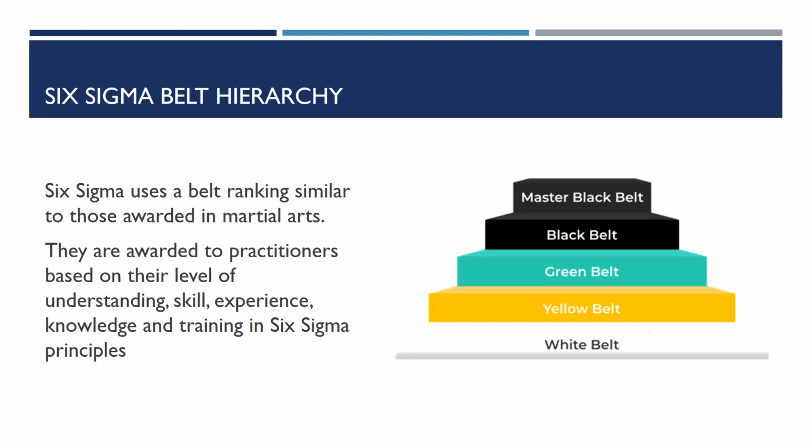So next, I just want to briefly touch on the hierarchy of the belt system in Six Sigma. The belt system refers to a hierarchical structure that categorizes individuals based on their knowledge, skill, and roles within Six Sigma projects. The belt system draws inspiration from martial arts, where different colored belts represent various levels of proficiency. The most commonly recognized belt system is yellow, green, black, and master black belts. Recently, though, a white belt was added to the hierarchy.